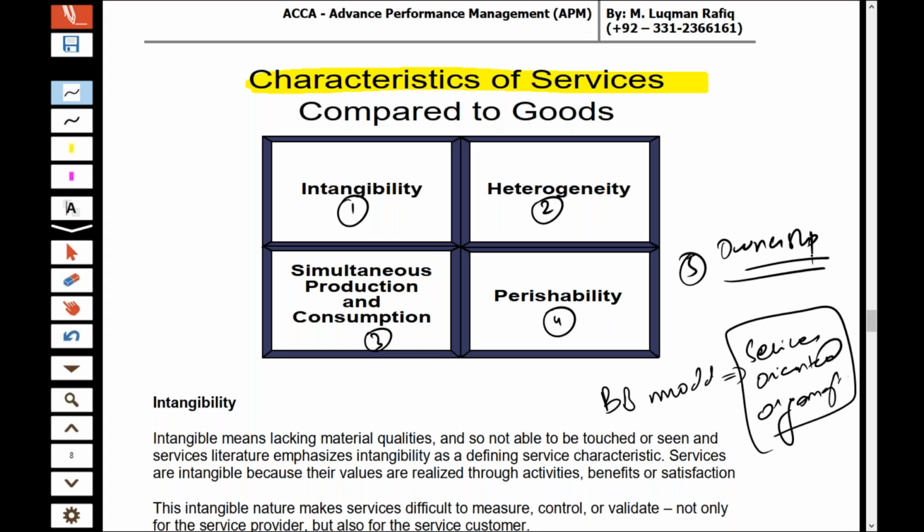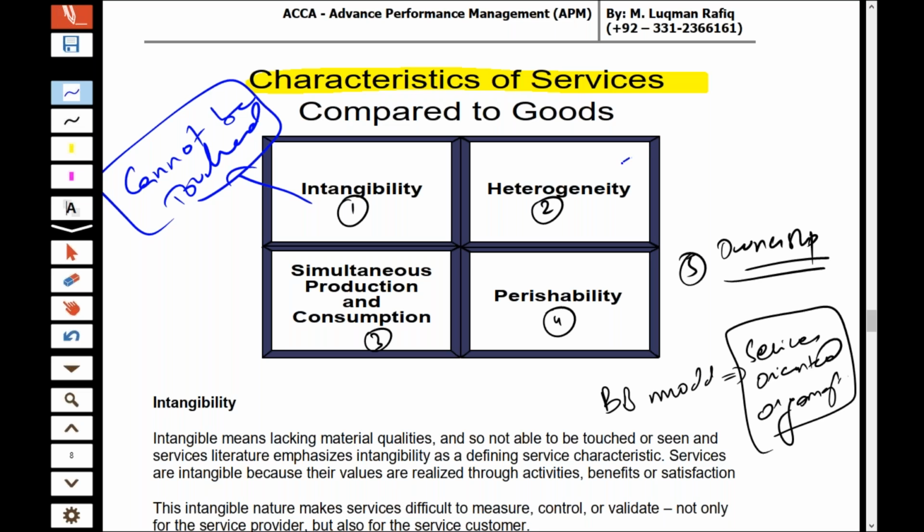Now, the first thing is a service is intangible, cannot be seen, cannot be touched. That is one of the features. For that specific reason, a service cannot be compared with goods directly because there is an intangibility involved. Then there is heterogeneity, which means that it's always going to vary.